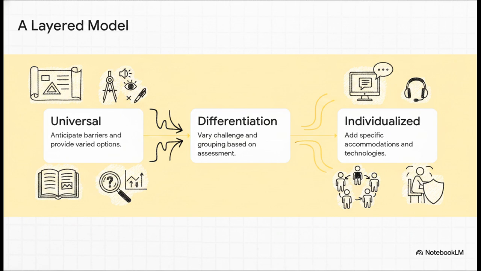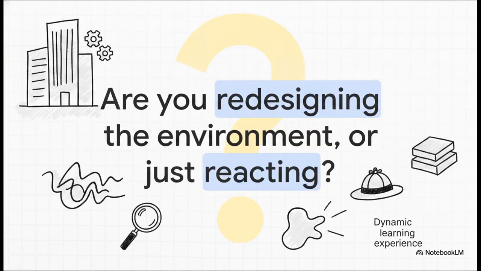And Step 3, individualized support. You bring in the specialist, perhaps providing text-to-speech software or a legally recognized accommodation for one specific student, just as Lombardi suggests. As we finish up this explainer, I want to leave you with one big, provocative question to reflect on for your own practice. Are you actually redesigning the learning environment, or are you just reacting to it? True inclusion really requires both. It requires the proactive vision of the architect, the on-the-fly agility of the detective, and the highly targeted interventions of the specialist.